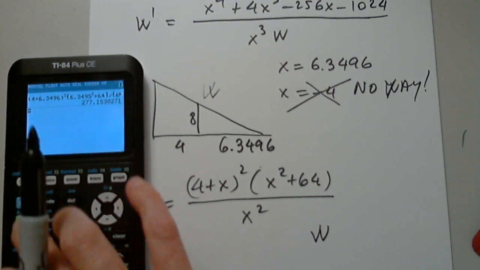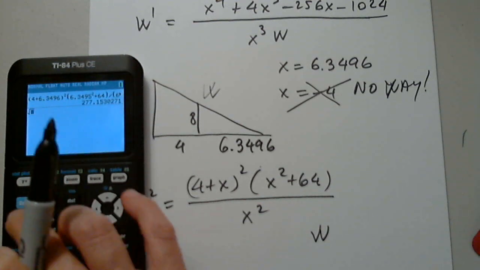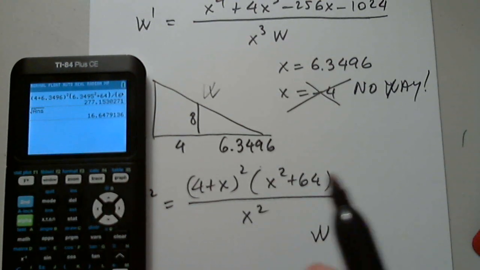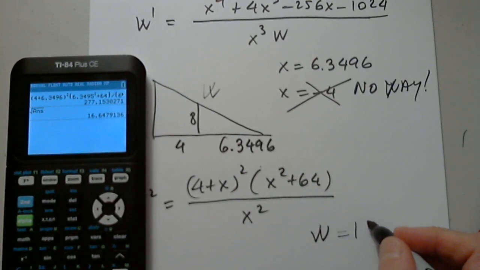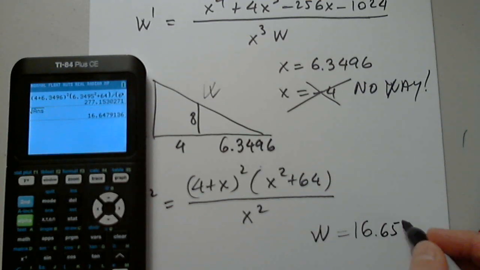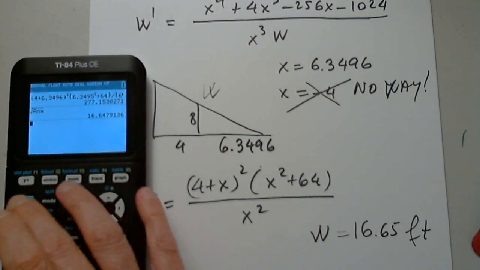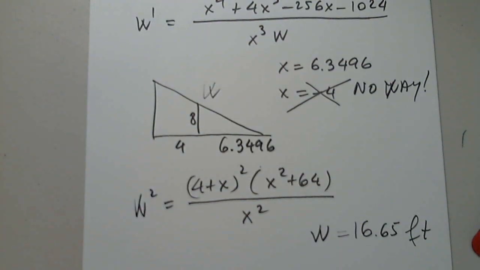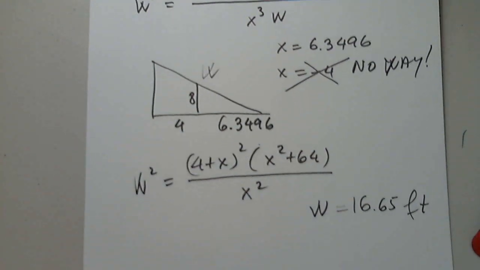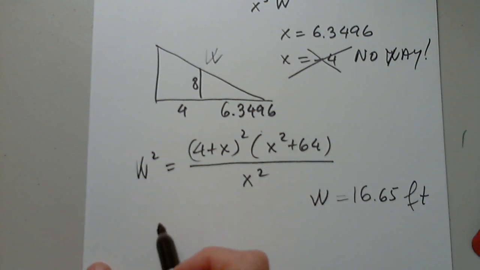Okay, square root, previous answer. 16.65. What was the measurement unit? Okay, feet. Does this give a minimum? I don't know. I have to check. It should, but I still have to check.